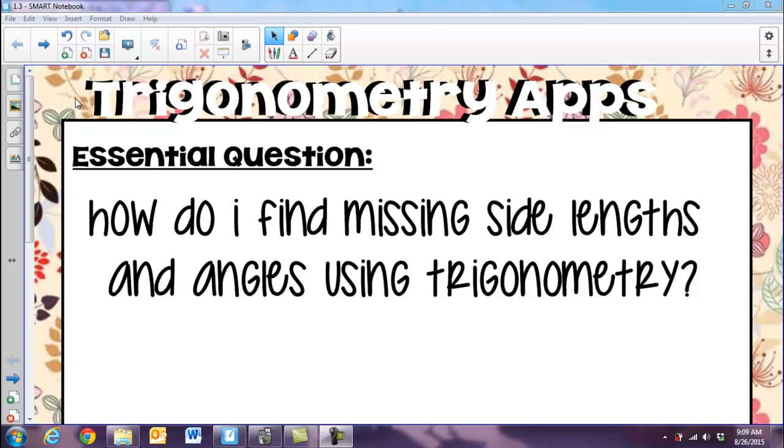Hey guys, tonight we are continuing our trigonometry review, slash maybe some new stuff for you. Today we are going to be finding missing side lengths and angles using the trigonometry ratios we learned yesterday. So write your essential question at the top of your page. Make sure you leave some space for your Q column and your summary, and let's begin.